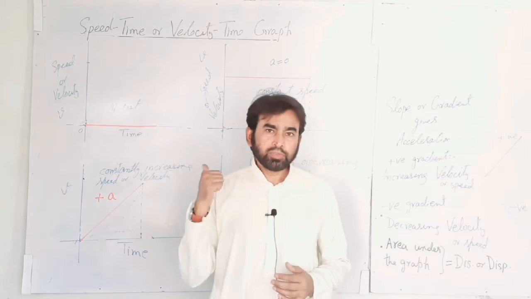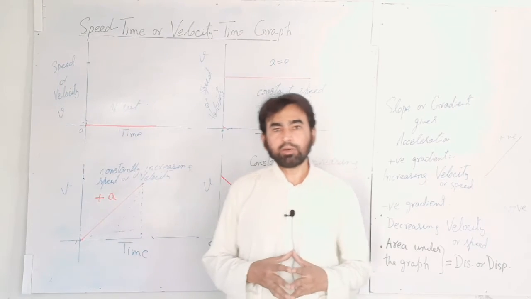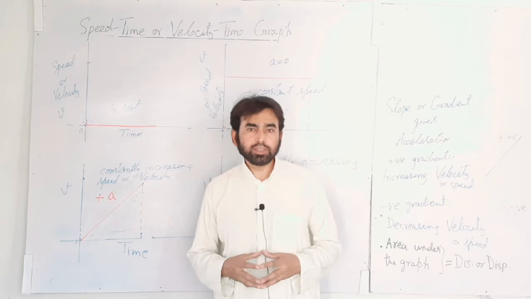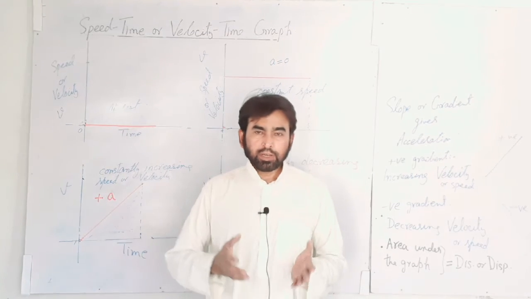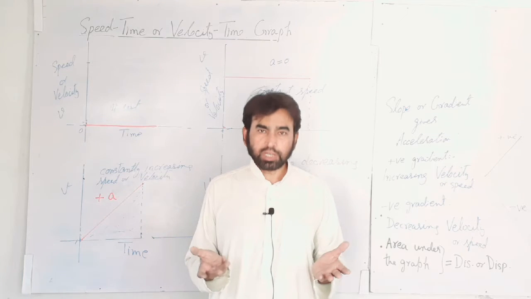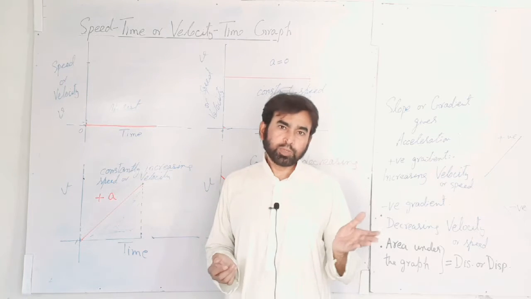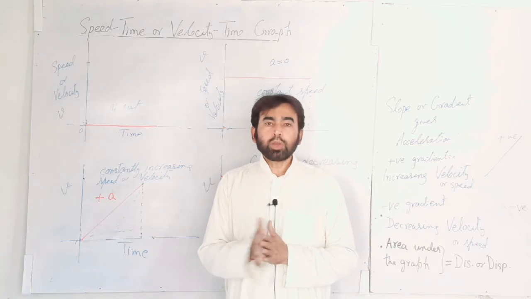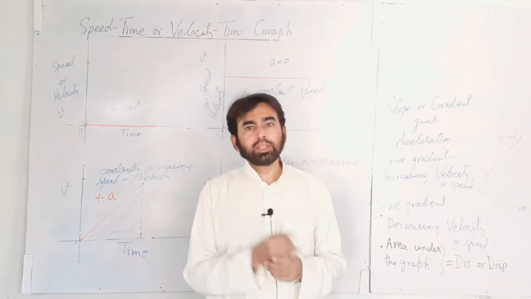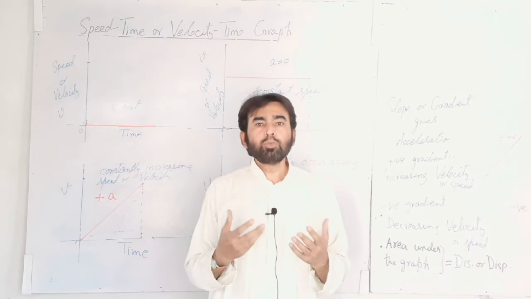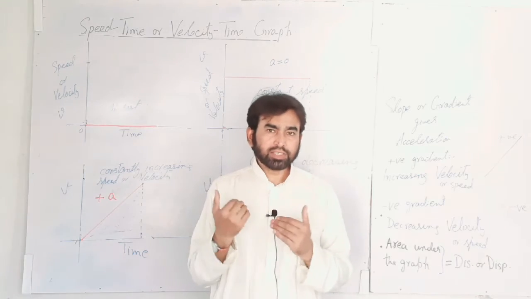Bismillahirrahmanirrahim. Here is the velocity time graph or the speed time graph. As you know, velocity is a vector quantity and speed is a scalar quantity, because in velocity we discuss direction also, but in speed we don't discuss direction. As for the speed time graph or the velocity time graph, they are almost the same. Only a few points must be remembered while discussing these graphs.